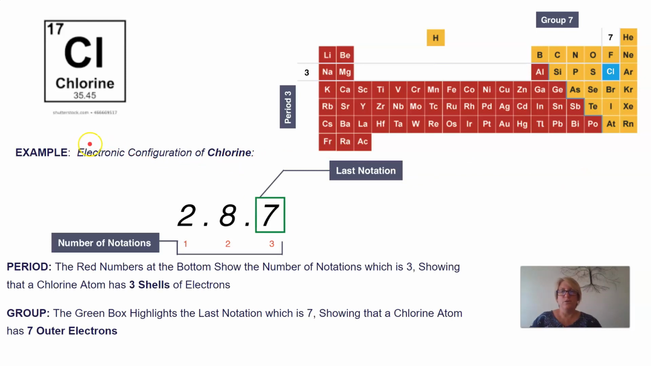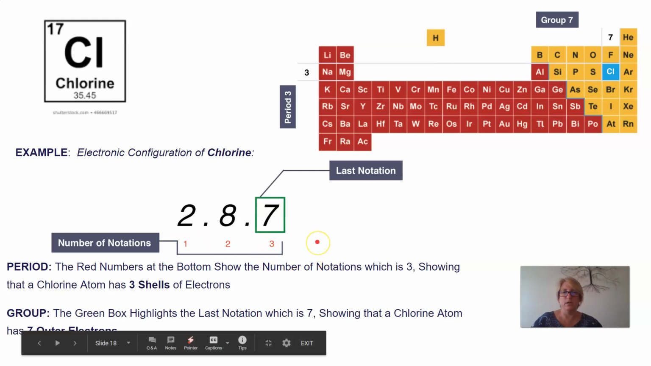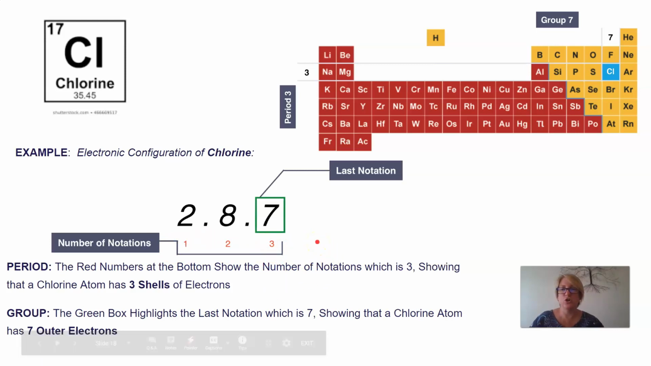So, just as a recap, here is an example of the electron configuration of chlorine. The period, the red numbers at the bottom here, 1, 2, 3, show the number of notations. So there are 3 numbers. That shows that a chlorine atom has 3 shells of electrons, so 3 shells surrounding the nucleus. The group, which is the green box, highlights the notation, which is 7, and that shows us that a chlorine atom has 7 outer electrons.